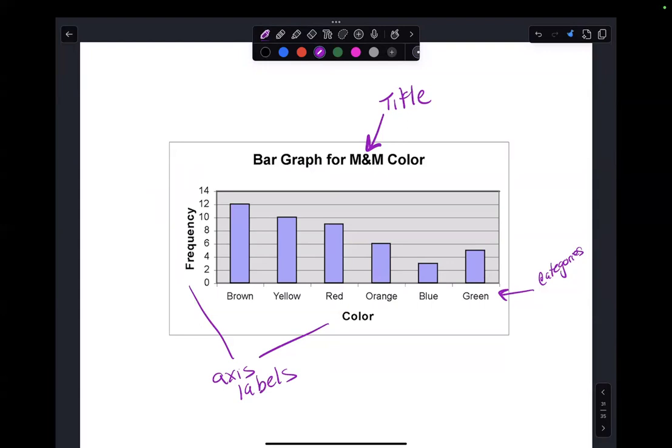Notice that the bars on these bar graphs, they don't touch. They're separate from each other. This will be important later on. The bars are separate from each other. They're just nice and pretty in bars there.